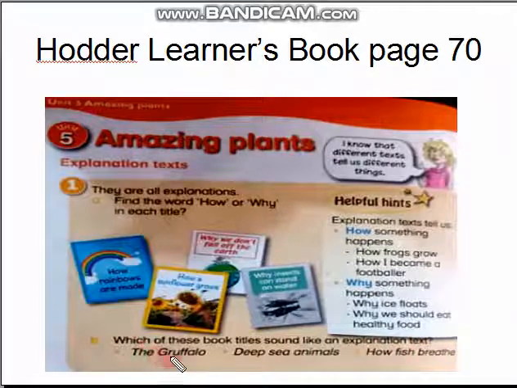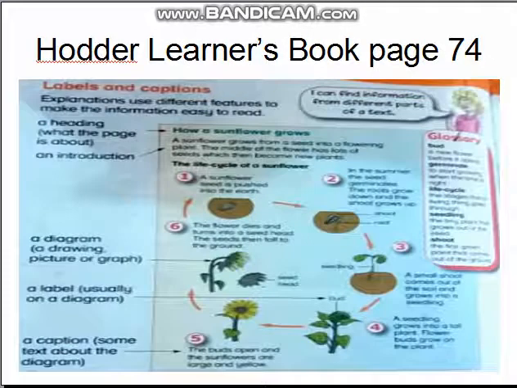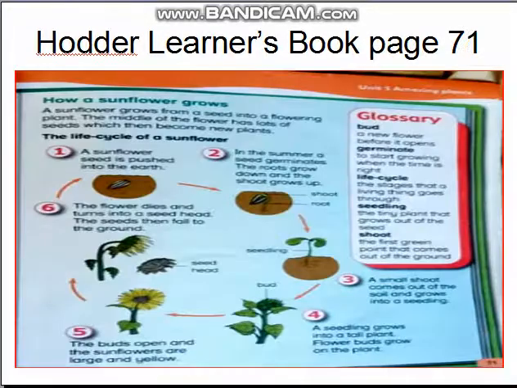Okay, from these titles, the Gruffalo, Deep Sea Animals, or How Fish Breathe. Very good. The explanation text here is How Fish Breathe. It's easy to identify an explanation text because you only look for the word how or why in the titles. Good. Please go to page 71.